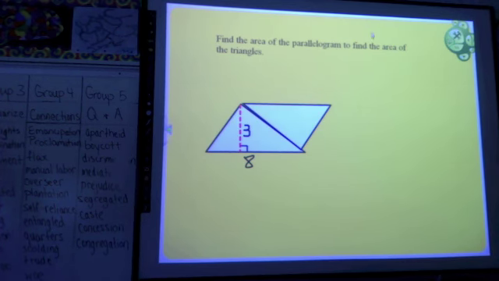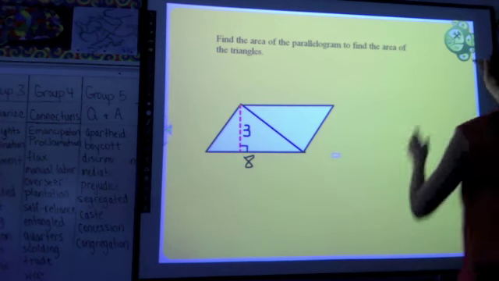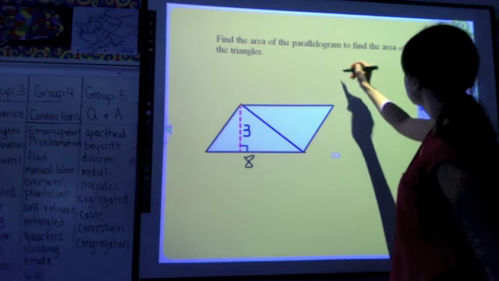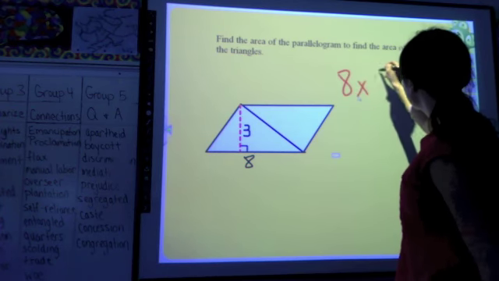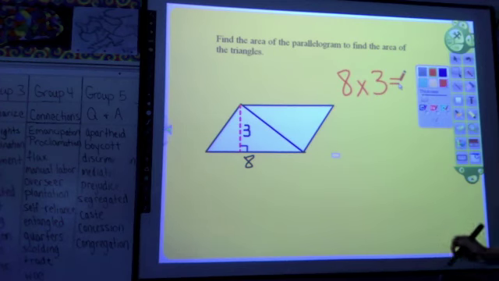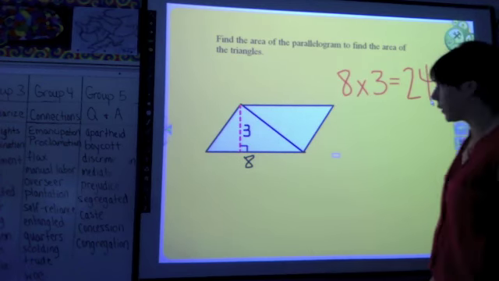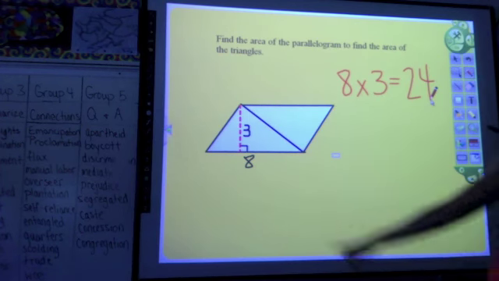Alright, so here we're going to find the area of the parallelogram to find the area of each triangle. Here we have two identical triangles that are put together to make a parallelogram. The first thing I'm going to do is find the area of my parallelogram. I know that the area of a parallelogram is just the base times the height. So it's 8 times 3. I know that 8 times 3 equals 24, so the area of my parallelogram is 24.